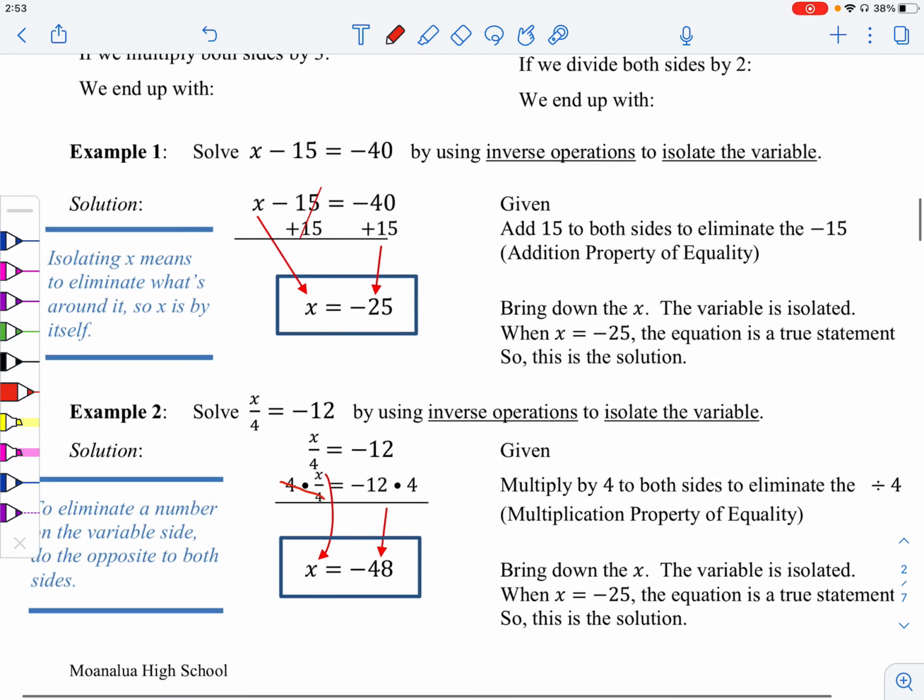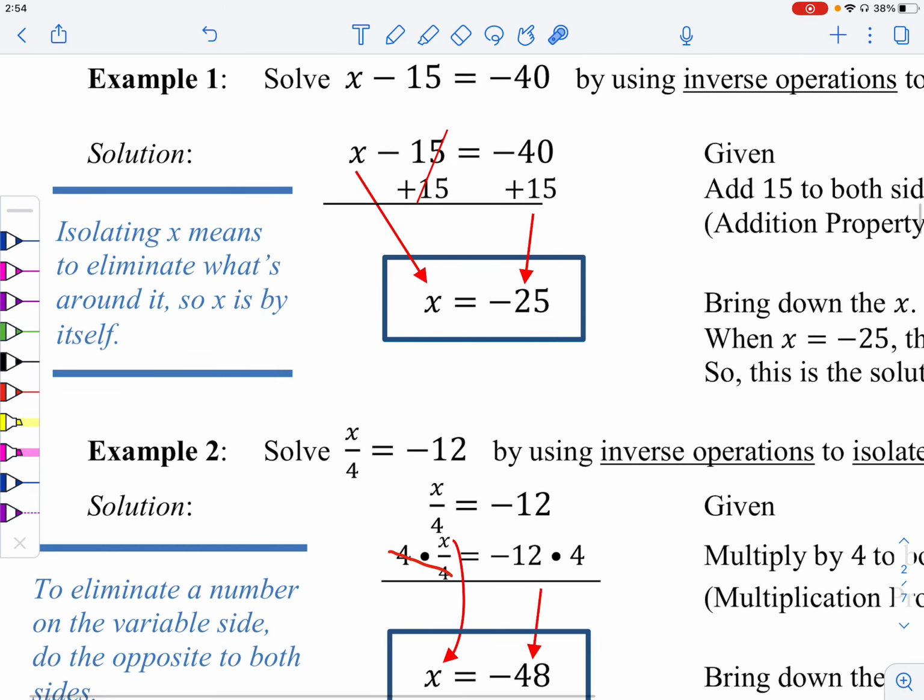Okay, so example number 1, we want to isolate x, and isolating x means to eliminate what's around it, so x is by itself. So here's x. Imagine that's you. You want to be by yourself. It's like, oh man, my friends are around. I want to get rid of them. I want to be alone with my thoughts. What we're going to do is just get rid of our friends. So instead of subtract 15, we do the opposite to eliminate. We're going to add 15 to both sides, and we add these two numbers and we get negative 25. The x is now by itself, so that's the answer. x equals negative 25.